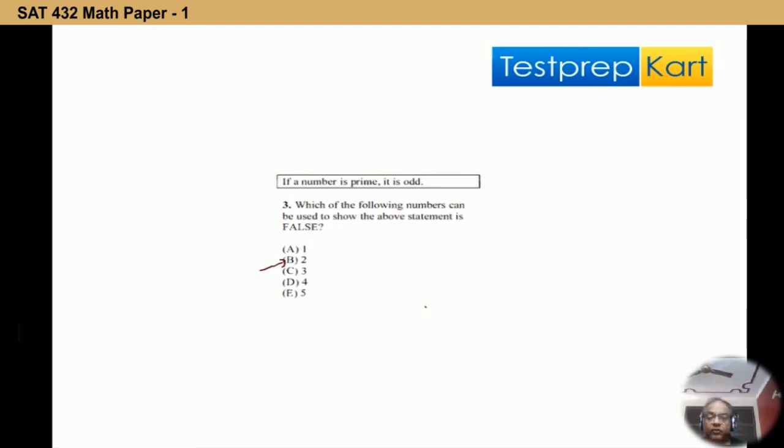In order to produce a counter example, you have to give an example which is a prime as well as even. And that's the only prime which is even, 2. And therefore, to show that the statement is false, say that the prime number is 2, which is even. So the statement is wrong.